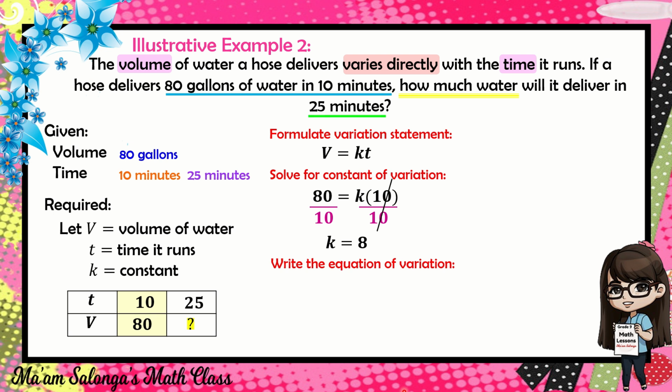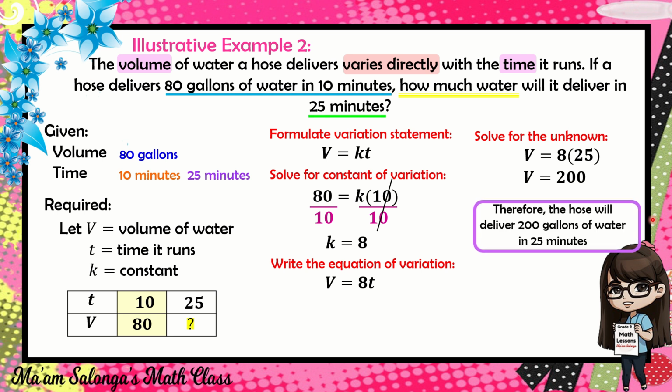So, the equation of variation is V equals 8T. Then, let's solve for the unknown. Ano nga ba yung unknown? Yung volume of water. So, yung V. So, V is equals to 8, then substitute the value of T which is 25, itong nasa pangalawang column. Ito siya. So, we have 200. Therefore, the hose will deliver 200 gallons of water in 25 minutes.